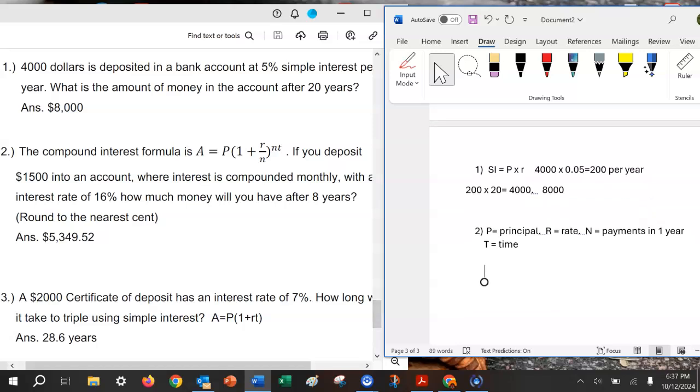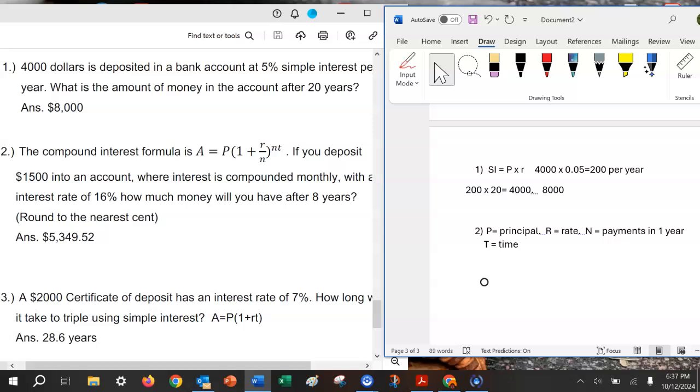So we'll read it first. The compound interest formula is that big thing. If you deposit $1,500 into an account where interest is compounded monthly with an interest rate of 16%, how much money will you have after 8 years? Round to the nearest cent. Now we've done this several times and we never come out exactly, and that has to do with the rounding. So let's just see what we get.